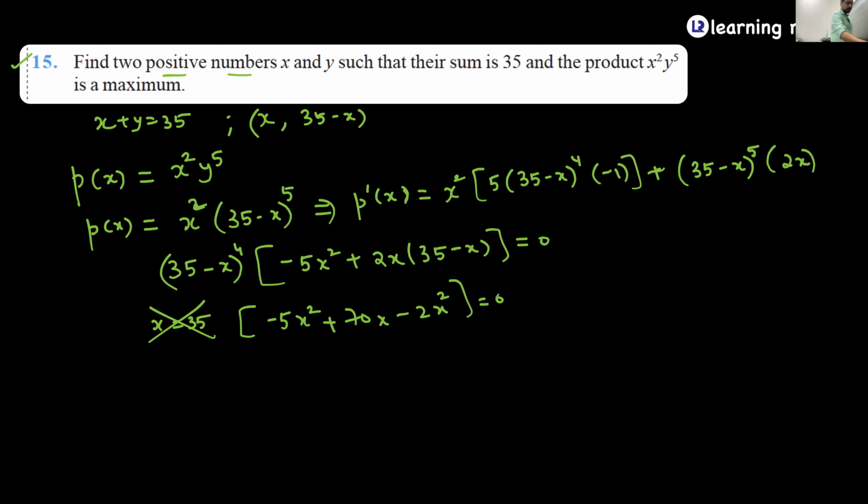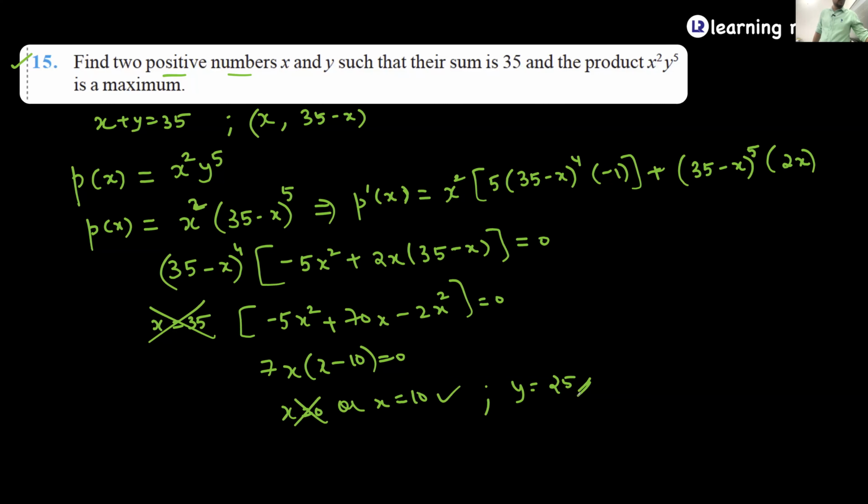So you get 7x into x minus 10 is equal to 0. Right? 7x into x minus 10 will be 0. X is equal to 0 or x is equal to 10. 0 is also eliminated. So answer will be x is equal to 10. When x is 10, y will be equal to 25. Clear? Yeah. So those are the two numbers.